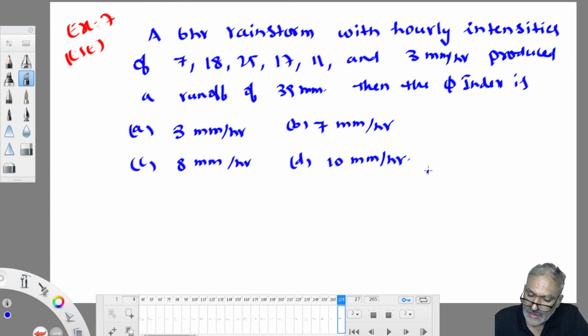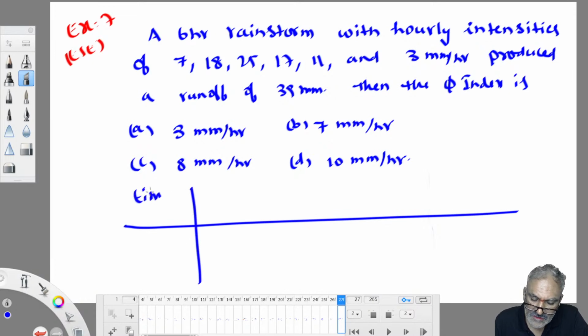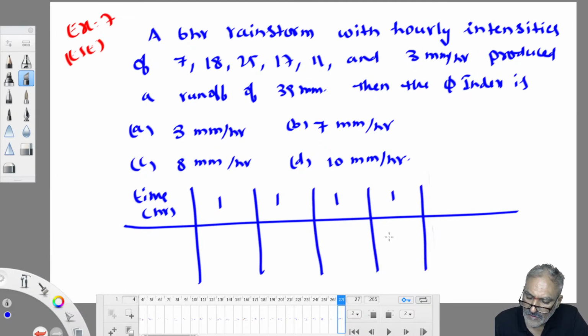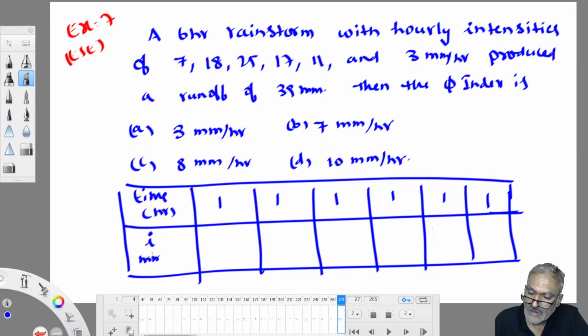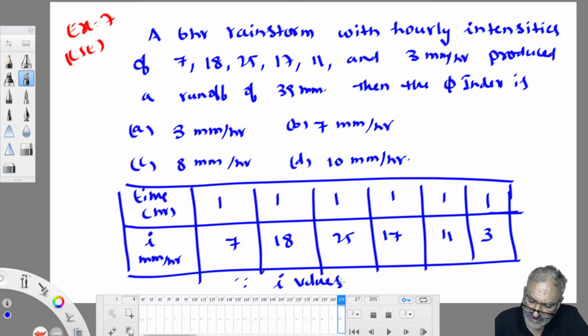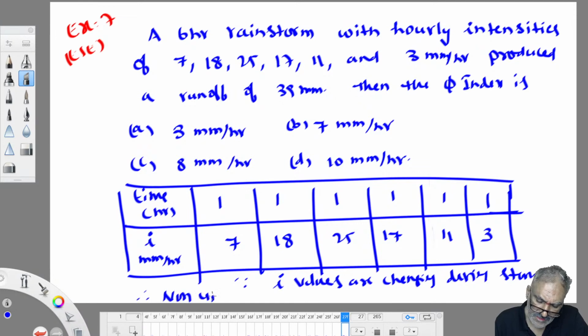So he is saying that its intensity keeps on changing from time to time. Every 1 hour, duration of storm in hours: first 1 hour, second 1 hour, third 1 hour, fourth 1 hour, fifth 1 hour, sixth 1 hour. Every hour it is changing. 6 hours it has rained. Then I values are given in mm per hour: first hour 7, second 18, third 25, 17, 11 and 3. So since I values are changing during the storm, therefore it is a non-uniform storm. It is a non-uniform storm problem.